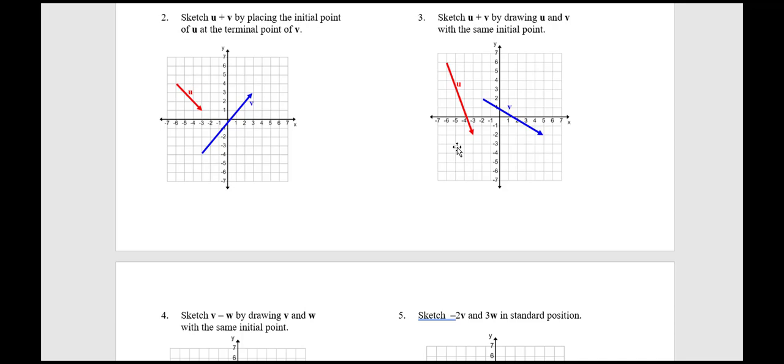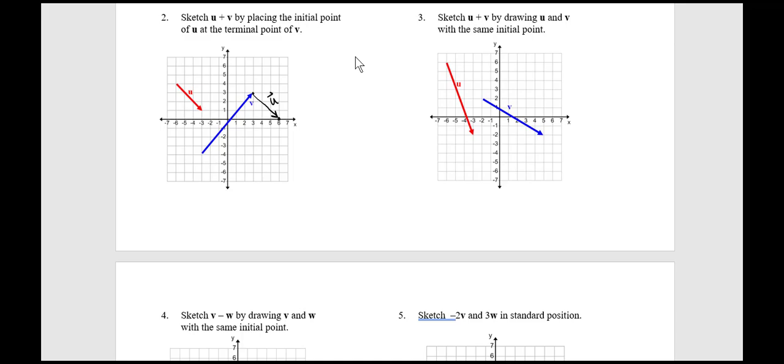Let's sketch u plus v by placing the initial point of u at the terminal point of v. Easy enough. U plus v by placing the initial point of u, so having u start at the terminal point of v, where v ends. V ends here. I want to draw this vector that goes from there, goes 1, 2, 3 down, 1, 2, 3 over, to there.